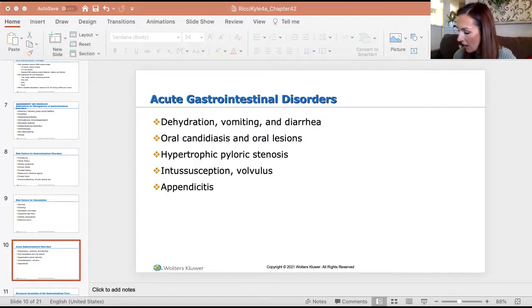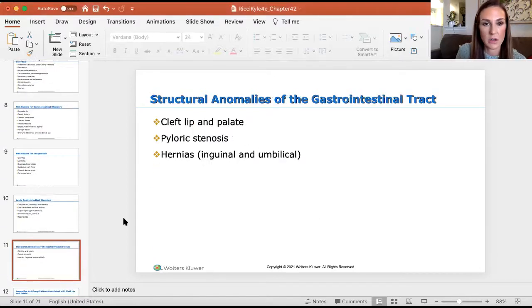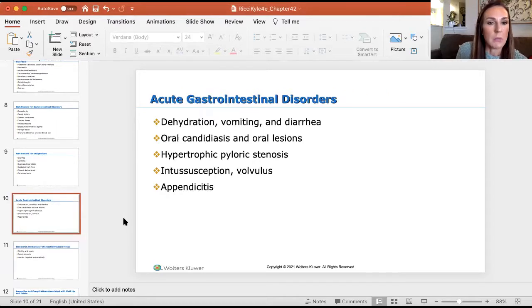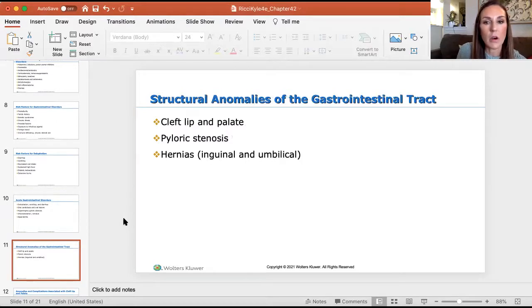So let's talk about, I think that is it here. So let's briefly talk about constipation. Let me switch. I want you to know there are some structural anomalies of the gastrointestinal tract. Of course, we talked about pyloric stenosis, and hernias can occur. Please review that in your book.